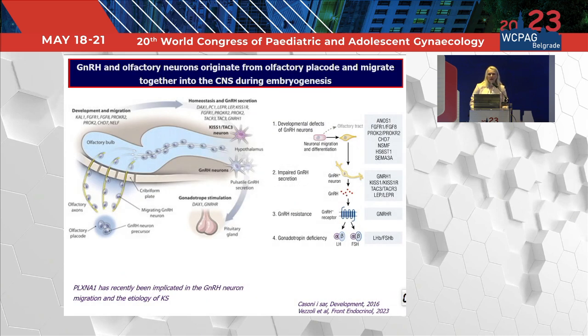The main problem is in the migration of GnRH neurons. These neurons are very interesting cells which originate outside the brain, and together with olfactory neurons, they migrate from the olfactory placode into the brain very early during gestation, between 6 and 10 weeks of gestation. They enter the brain and settle in the hypothalamus and form synapses with many other neurons. This process of migration and the homeostasis of GnRH neurons in the hypothalamus, their function, is well controlled by numerous genes. Some of them are listed here.